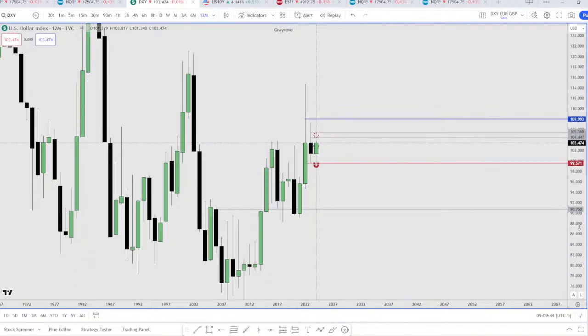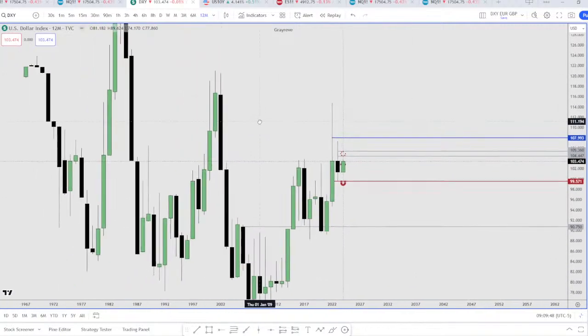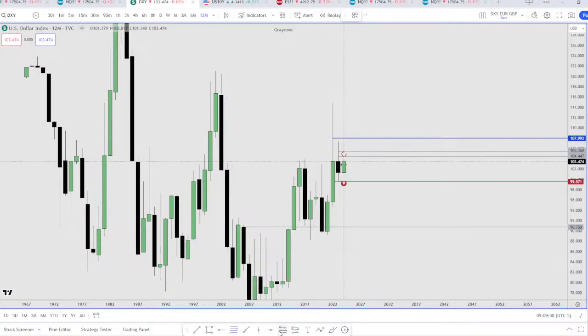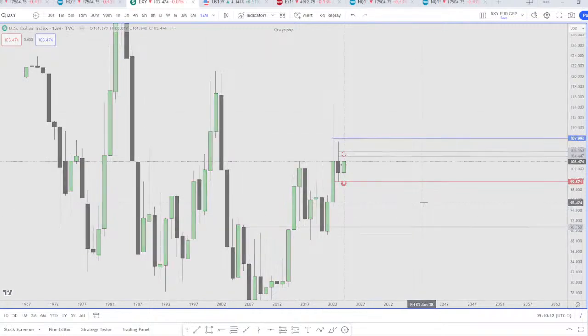For the dollar, right now I'm looking at this rejection block. Now let's take a look if this has tapped the mean threshold here. Wonderful, perfect. So right now I want to see if it wants to overextend into this rejection block and above the swing highs here. That's for the dollar on the higher time frames.